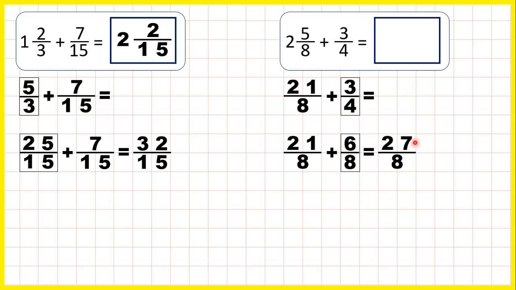So our answer is 27/8 as an improper fraction, but if we want to change that back into a mixed number, we need to use division. 27 divided by 8 is 3, remainder 3. The denominator stays the same, so our answer is 3 3/8.